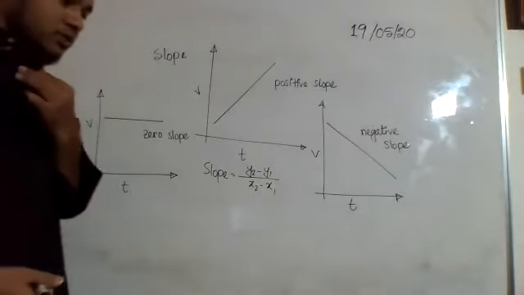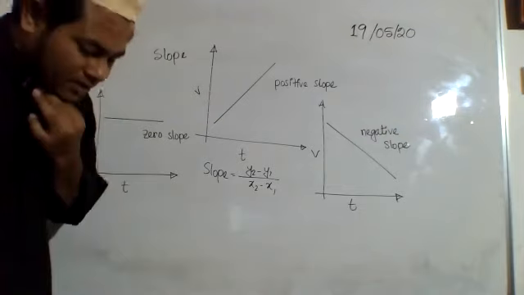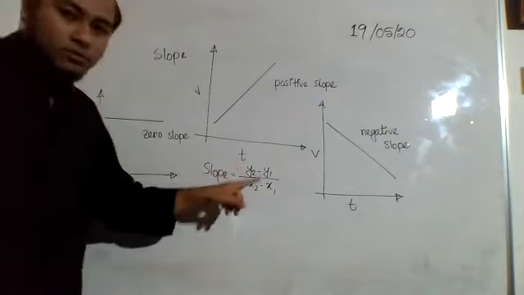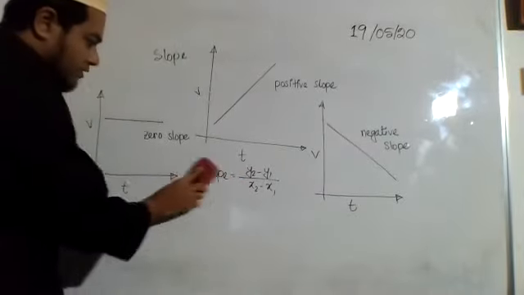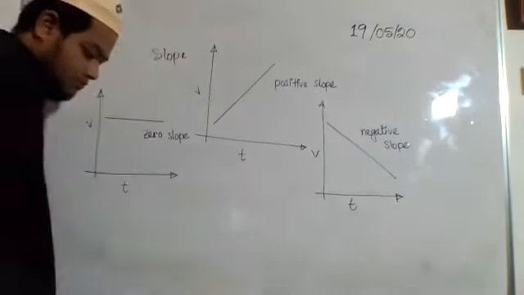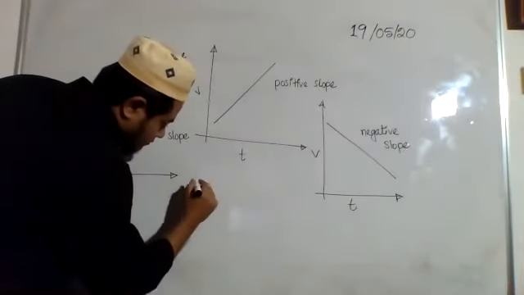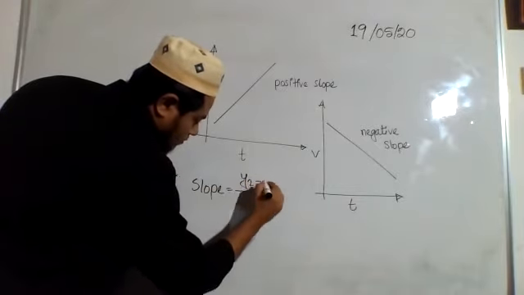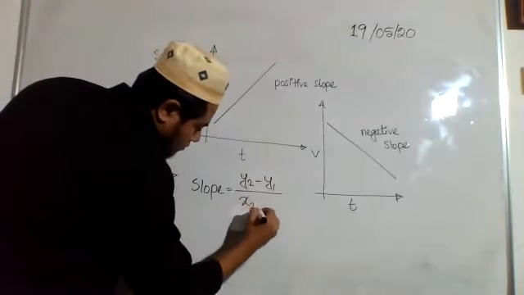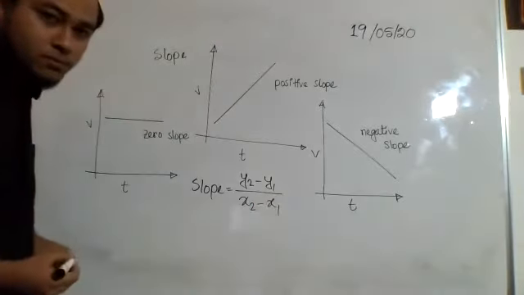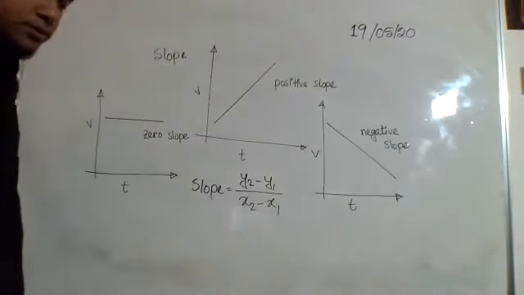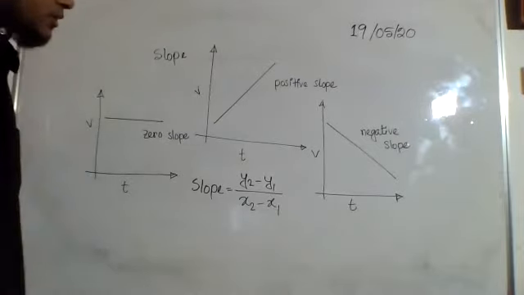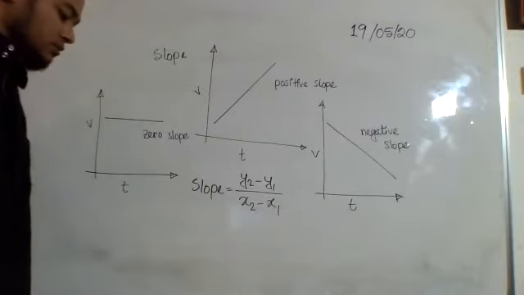Okay, actually now, slope equal to y2, what do you write that one? It's not clear. Okay, I will write it again. Okay, slope is equal to y2 minus y1 divided by x2 minus x1. Okay, I will give you an example, no problem.